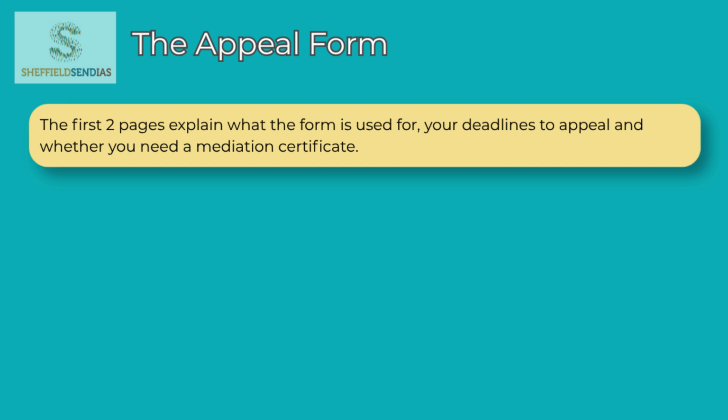We're going to go through the appeal form section by section. The first 2 pages of the appeal form give you information about what the form is used for, your deadlines to appeal, and whether you need a mediation certificate. You will need a mediation certificate for all appeals apart from Section I only appeals. So if you are only appealing the educational setting and you are happy with all other parts of the plan, you will not need a mediation certificate.